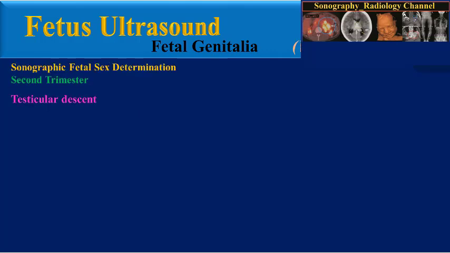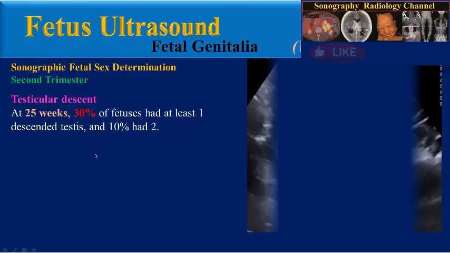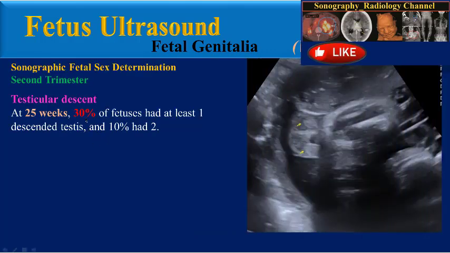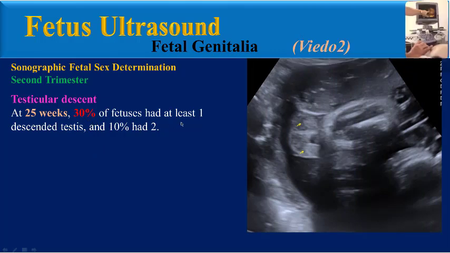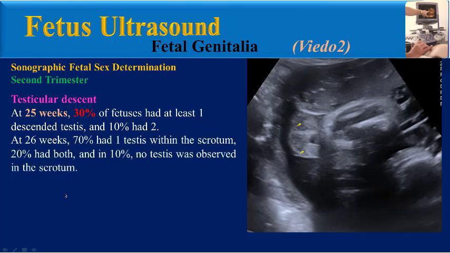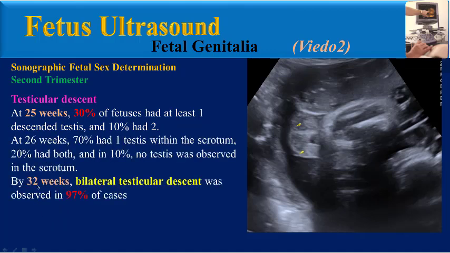Testicular descent. At 25 weeks of gestation, about 30% of fetuses had at least one descended testis, which this percentage increases with increasing gestational age, and by 32 weeks, bilateral testicular descent was observed in about 97% of cases.